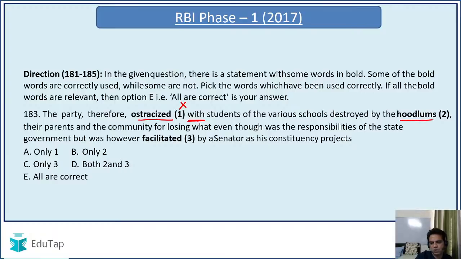So hoodlums are goons, vandals, who vandalized the place, destroyed by the hoodlums, their parents and the community for losing what, even though was the responsibility of the state government, but was however facilitated by a senator as his constituency projects. Yes, so I think option 2 and option 3 are correct here, looking at the statement and the information. So the correct option should be option number D, guys. The correct option is option number D. Hoodlum means the bad elements in society, those who cause trouble, vandals, they are called hoodlums.